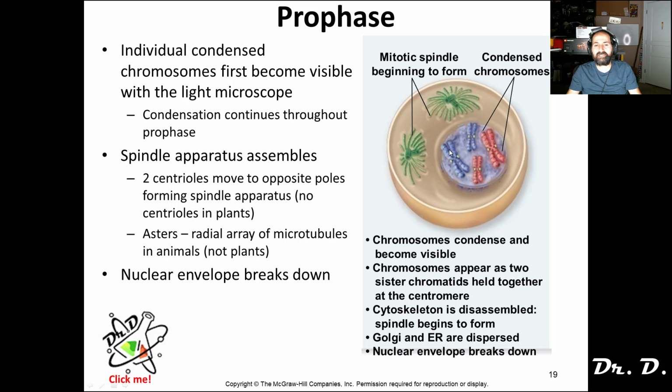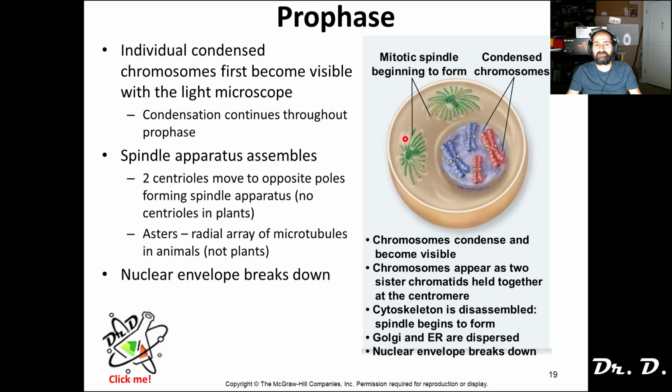What you need to know is that the nucleus is still intact. The nucleus is still there. See the nuclear envelope, the double membrane around the DNA? It's still there, but it's breaking apart. It's starting to break apart. The ER and the Golgi break down into vesicles.